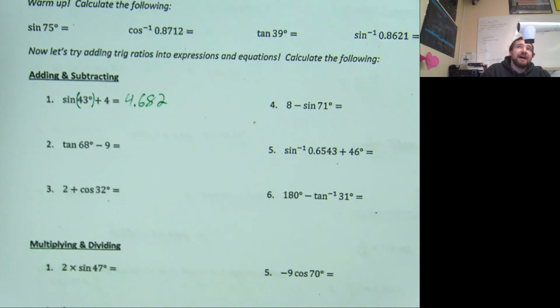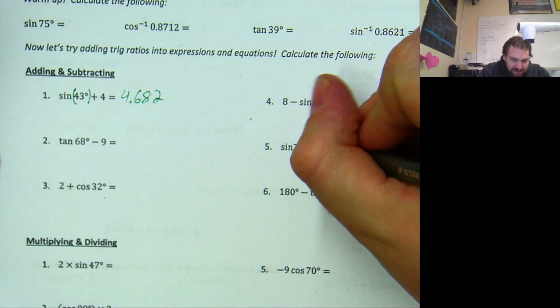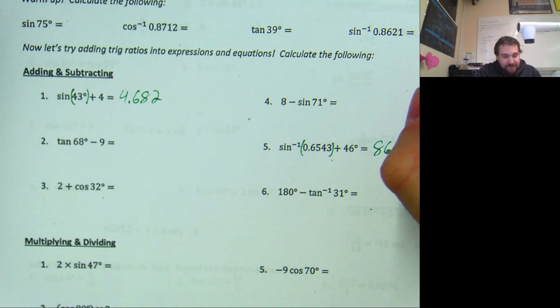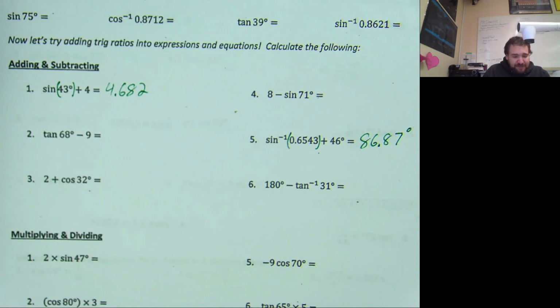Same thing here with number 5. It's exactly the same thing. Instead of sine, it's sine inverse, but again, it's just the opposite of sine, so it gets handled the same way sine does. What is number 5 here? The sine inverse of 6543 plus 46 degrees. 86.8, rounded to 87. Okay. That's all it is, nothing really special here.